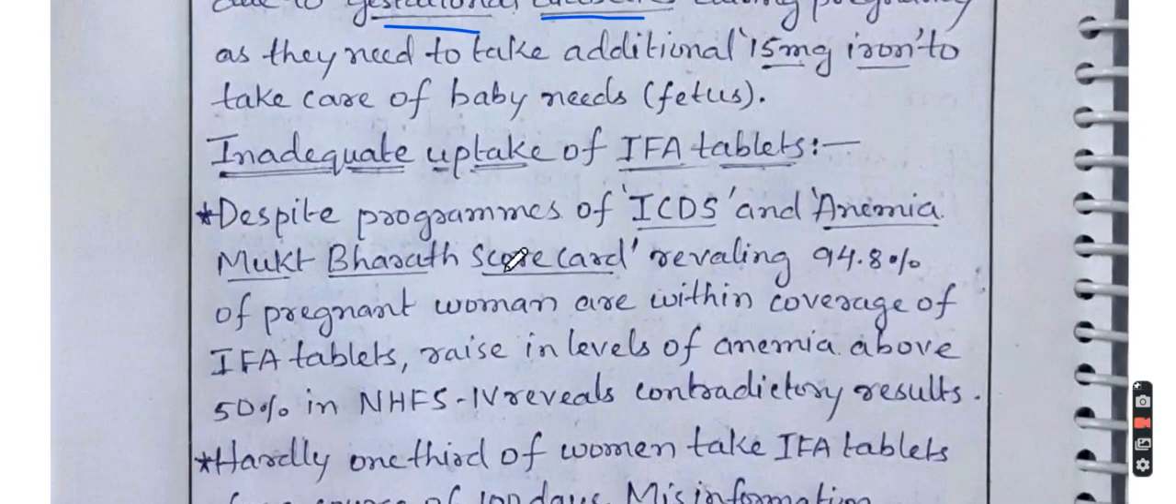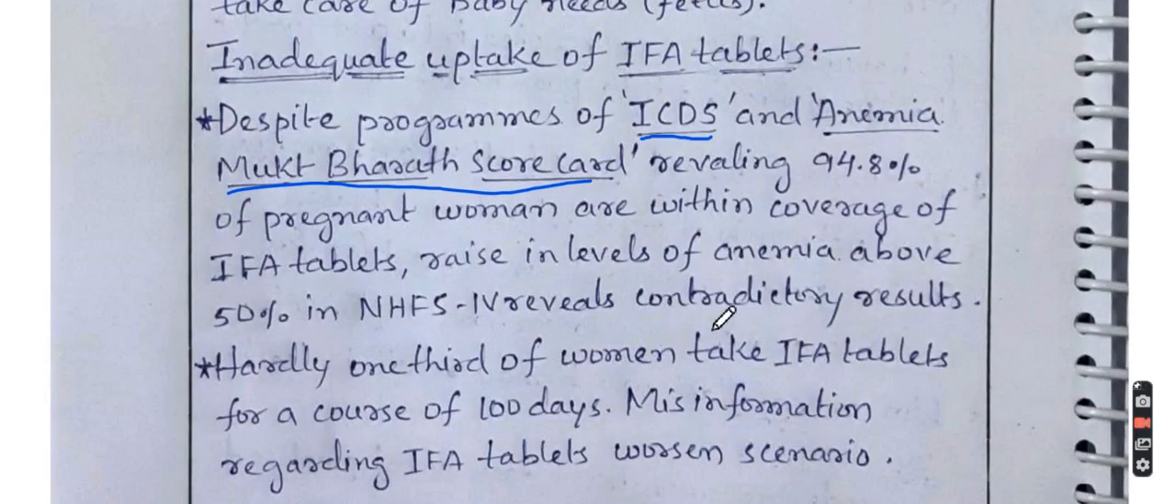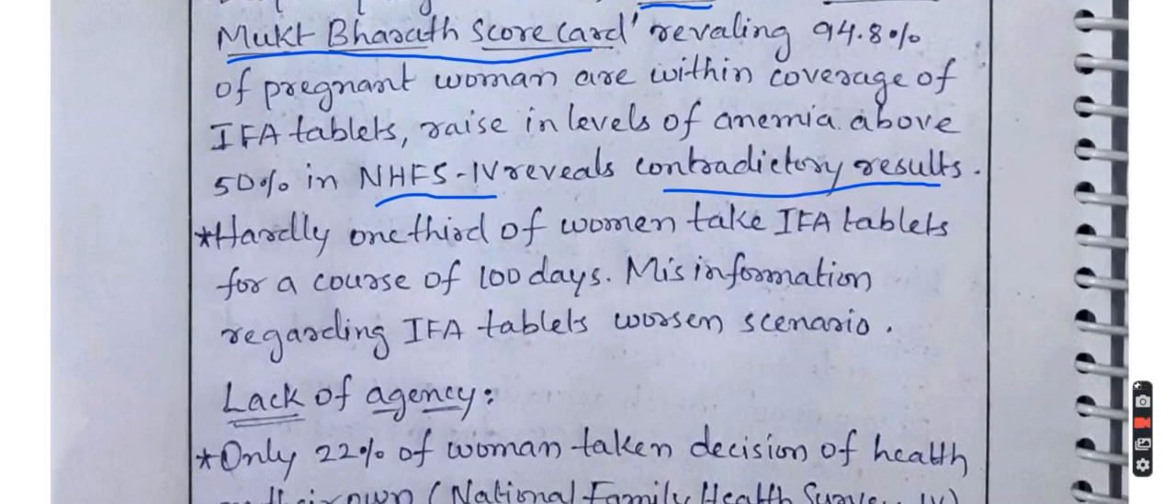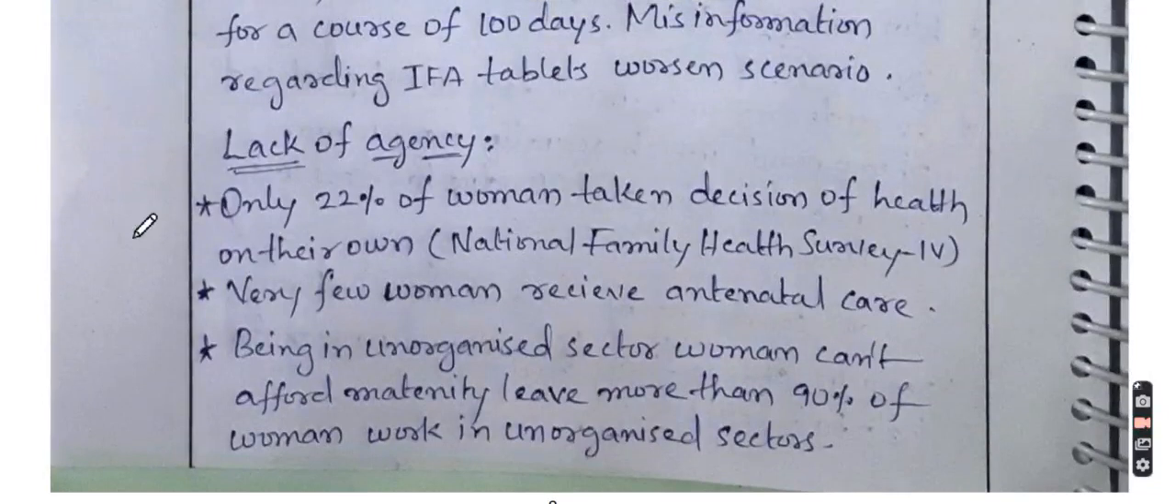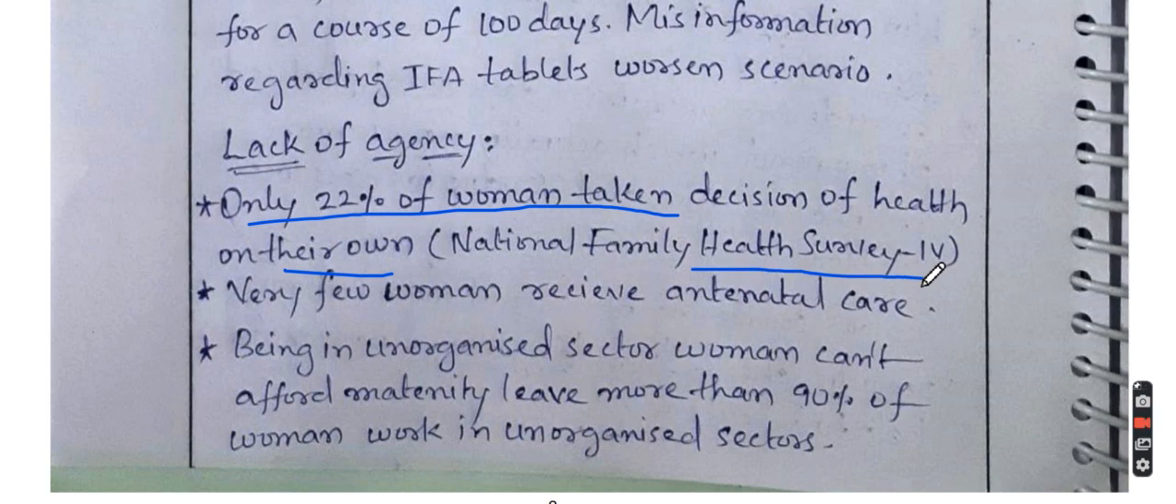We commented, critically analyzed, though the question was speaking just about analyzing, some elements were critical, where we commented about the Anemia Mukt Bharat scorecard, and we found some contradictions and aberrations from National Family Health Survey 4. The one we are speaking about was 5 in other cases, but this is an old survey which found those aberrations. Then we spoke about lack of agency, where only 22% of women take decisions about their own health, and this is also an old survey, so these are interesting things.